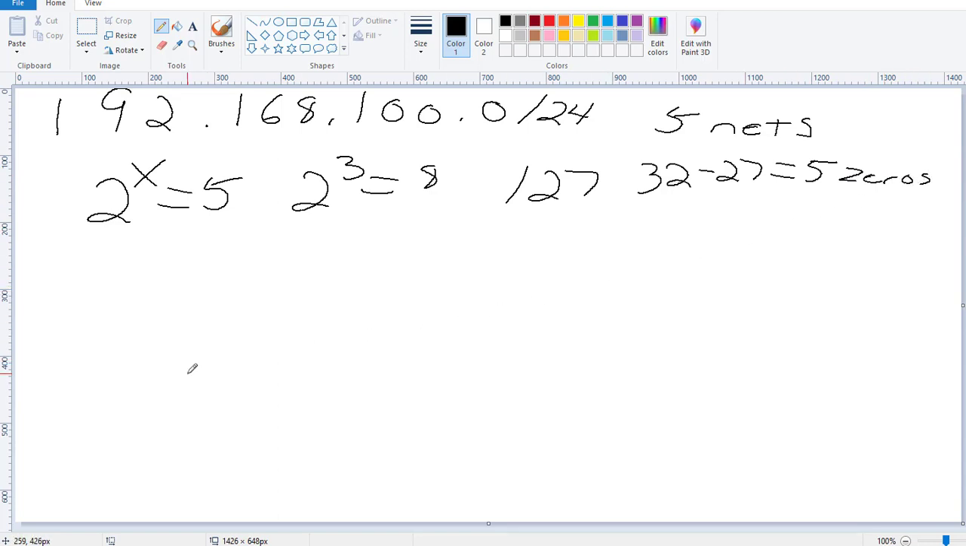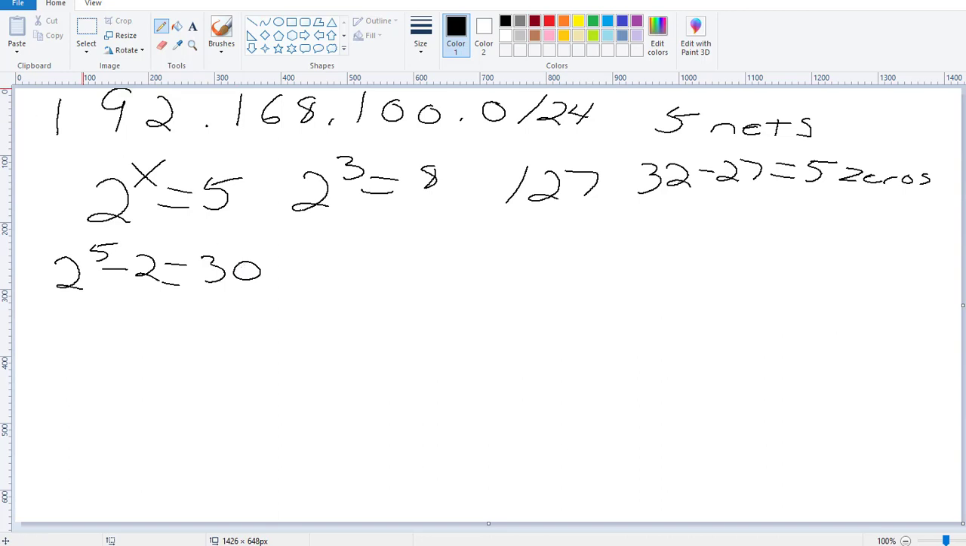So now we've knocked out both of our formulas. The second formula is 2 to the 5 for the zeros, minus 2. So 2 to the 5 is 32, minus 2 gives us 30. So we can have 8 networks, and each network would have 30 hosts.